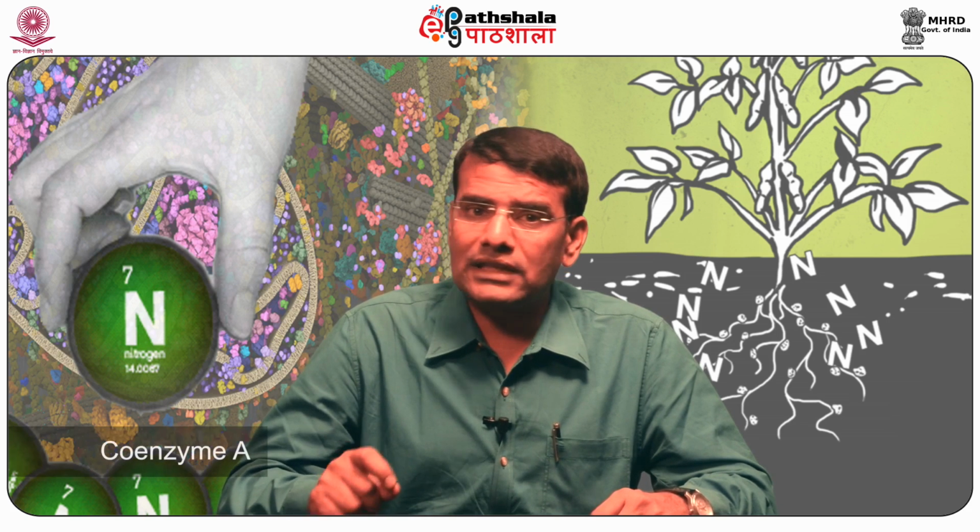Pyruvate is converted to acetyl coenzyme A before entering the citric acid cycle. The function of coenzyme A is as a carrier of acetyl and other acyl groups. So students, let us summarize what we have learned in this module.